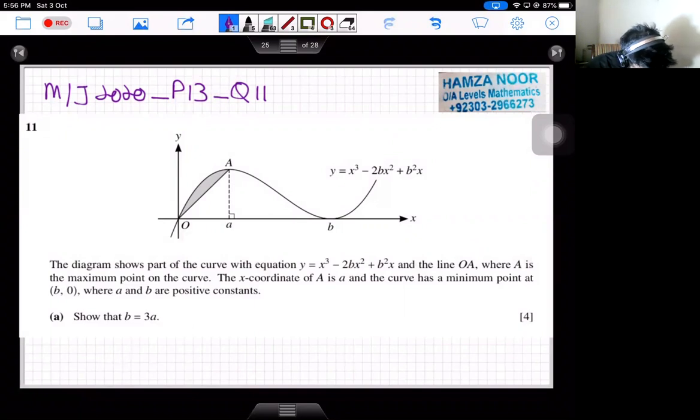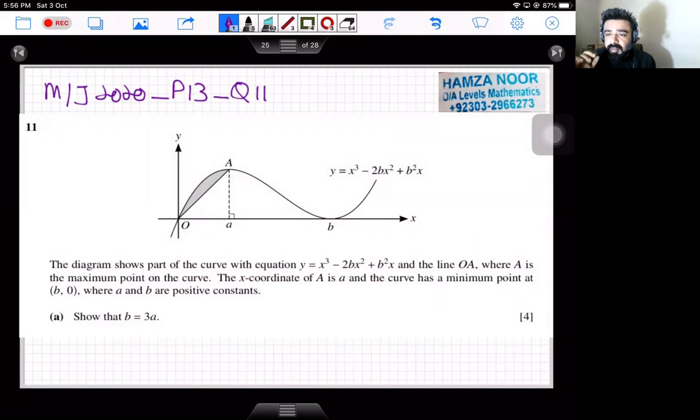The diagram shows part of the curve with equation y is equal to x cube minus 2bx square plus b square x, and the line OA, where A is the maximum point on the curve, and the x coordinate of A is a. The curve has a minimum point at (b, 0) where a and b are positive constants. Show that b is equal to 3a.